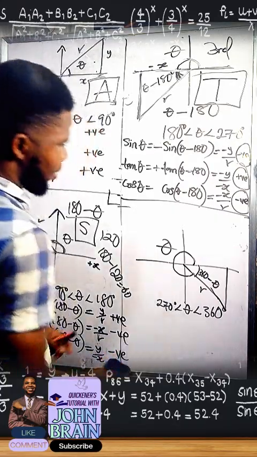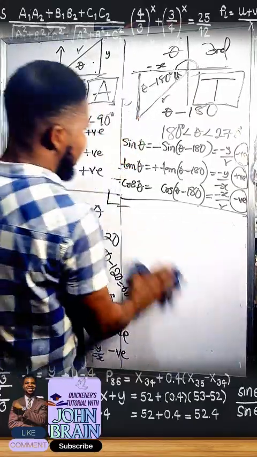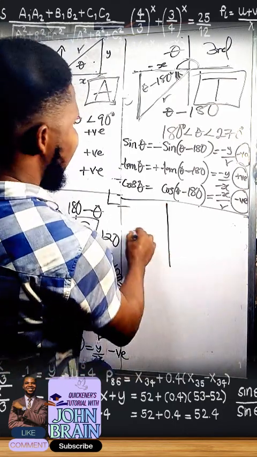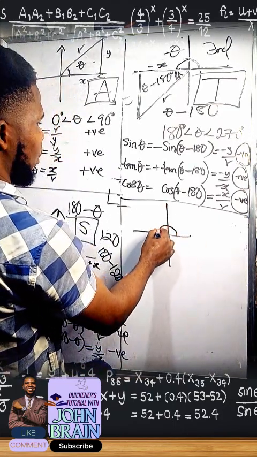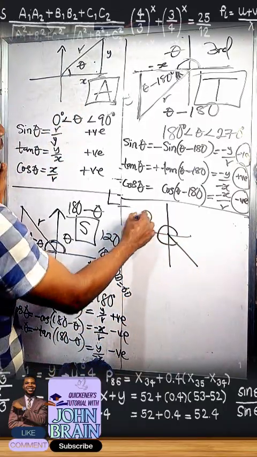Now, at the fourth quadrant, we are dealing with what? Angles that have gone beyond 90, 180, 270, and up to this point. Alright, so that is theta.